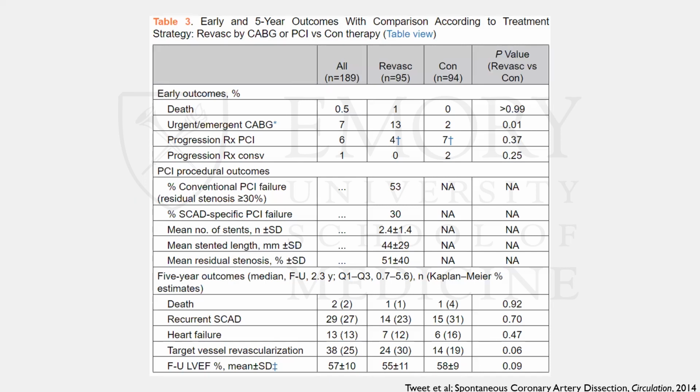This here is a table from a 2014 study by Tweet et al. They compare revascularization versus conservative therapy for SCAD. In this study, patients treated with initial revascularization more frequently presented with ST segment elevation myocardial infarction compared to those managed conservatively, and had higher rates of vessel occlusion, larger vessel diameters, and higher mean lesion stenosis. So this makes sense. The patients who were revascularized had poor flow distally and had signs of acute ischemia.